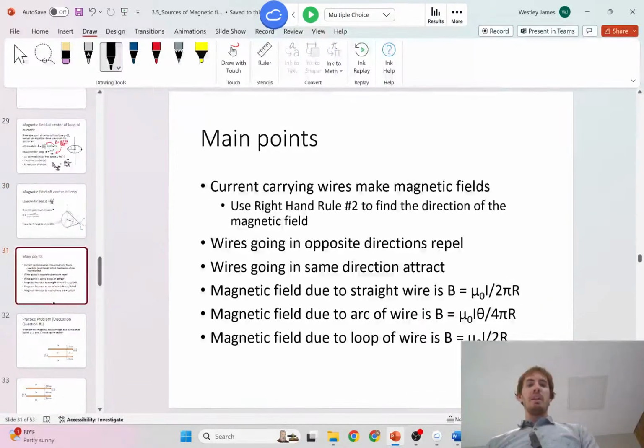Okay, main points. Feel free to look through the straight wire. This is kind of everything we've talked about so far. It's a nice little summary. Current carrying wires make magnetic fields. Awesome. Use the right-hand rule for that. Wires going in opposite directions repel. We did the problem on that. Wires going in the same direction attract, meaning the current. If the current in the wires is going opposite directions, looking at the wires, you can't tell which way they're going.